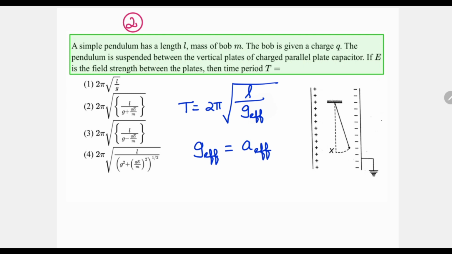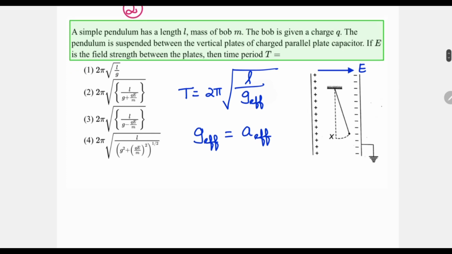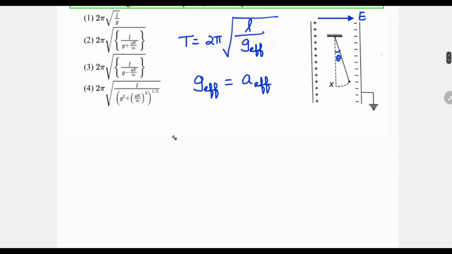Now, from this figure, it is clear that the electric field E is acting in this direction, from plus to minus. Your simple pendulum is kept in between the two plates, and here it is getting deflected through a small angle theta. Theta is not given in the question, I am just assuming. Now, this situation we can visualize separately, then that will be better for our calculation. So, the situation will be like this.